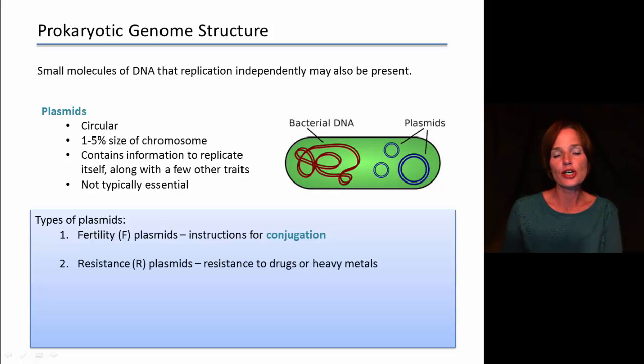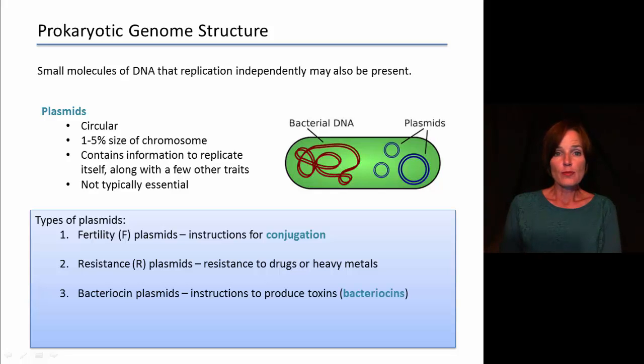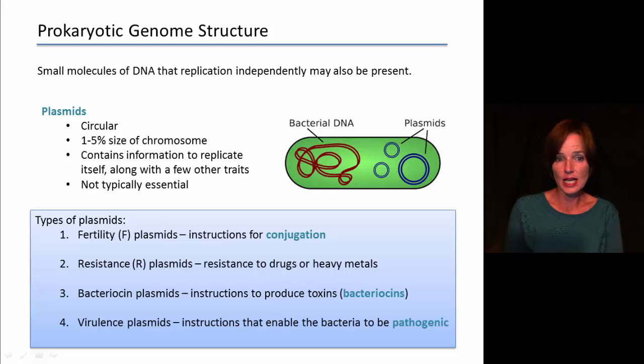Another one we can have is called a resistance plasmid or an R plasmid. These tend to contain genes for resistance to certain drugs and heavy metals. There are also bacteriocin plasmids. These contain instructions to make specific toxins, which we refer to as bacteriocins. And the last one we call a virulence plasmid. This one contains the instructions that enable a specific bacteria to become pathogenic. Pathogenic means disease causing, so it gives a bacteria the capability to produce disease.